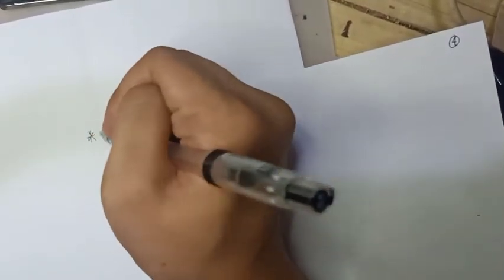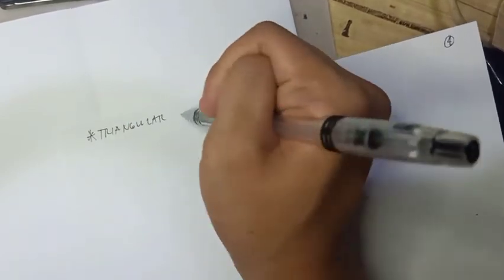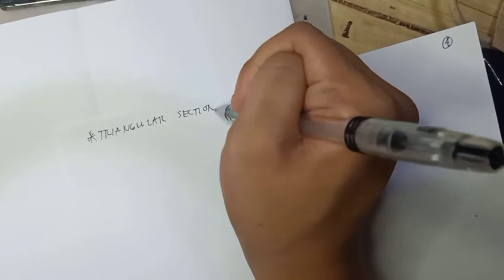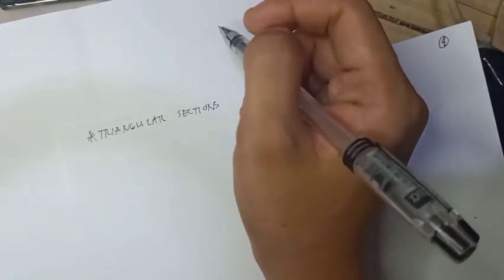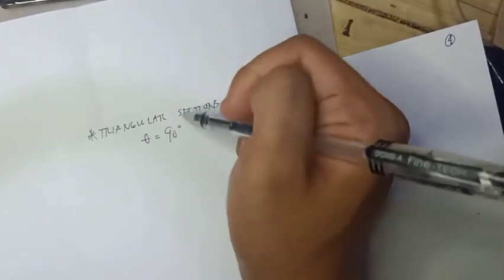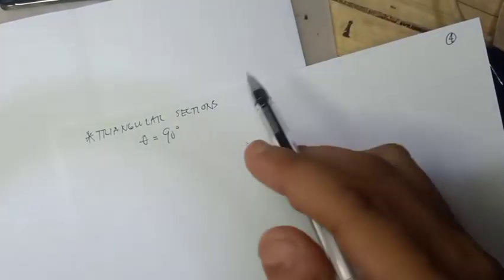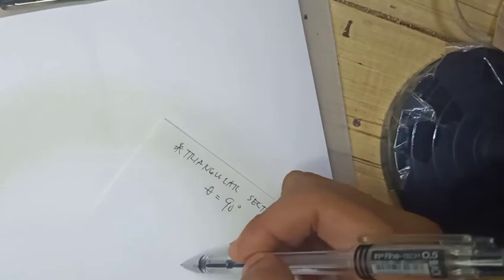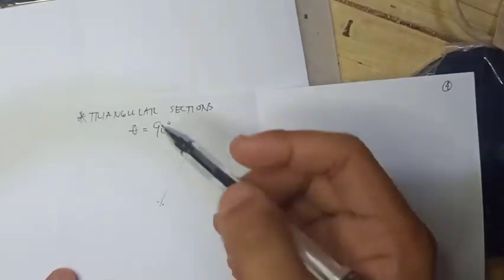The next one is the triangular section. The most efficient section is when the vertex angle is 90 degrees. So for example, like this, the sides are perpendicular.